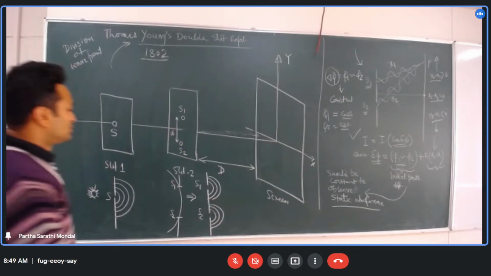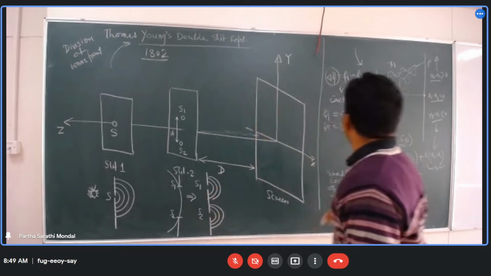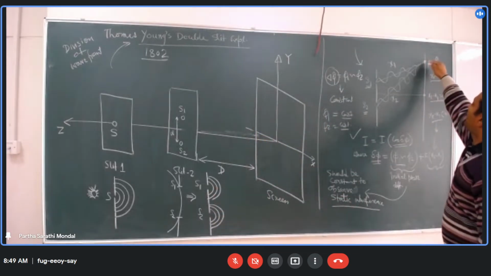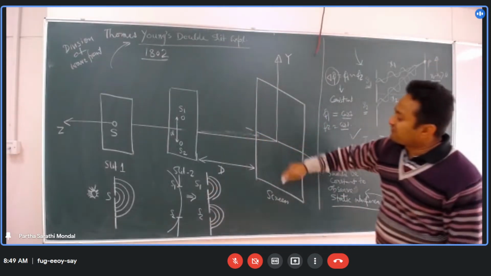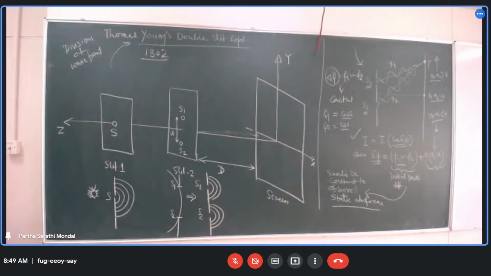Now we have two sources, S1 and S2, which create spherical wavefronts, and they can meet at the screen somewhere, and you can observe an interference pattern on the screen. So this is the arrangement of Young's double slit experiment. So now what is happening?